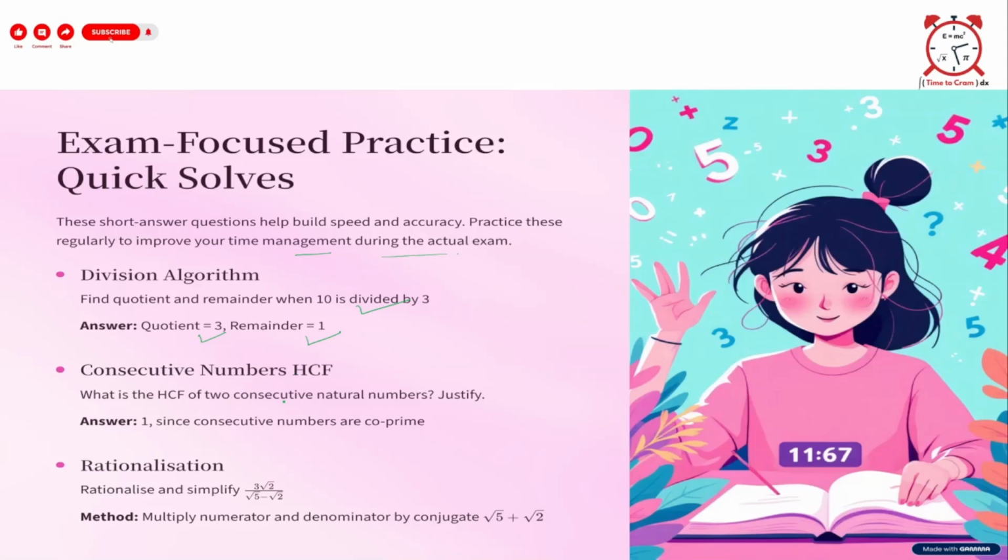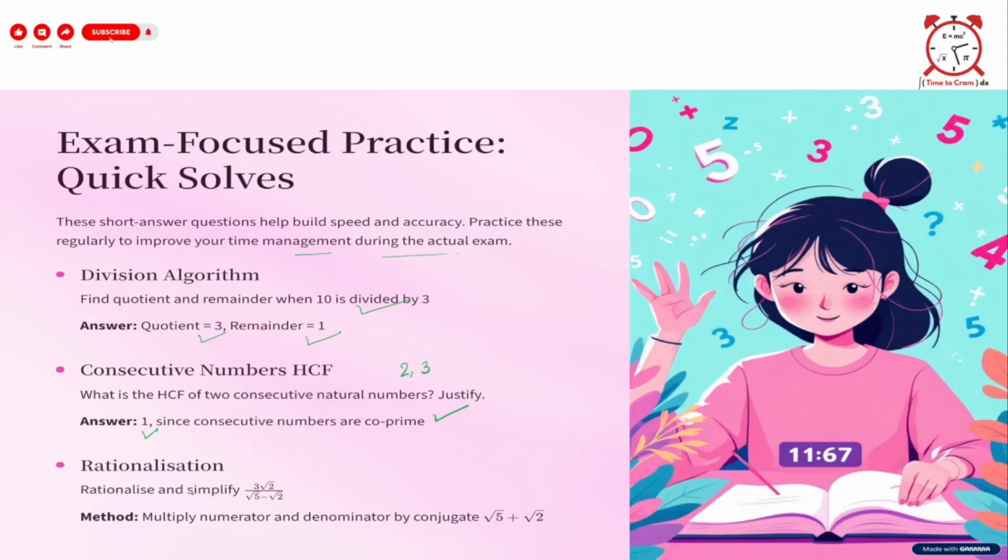Now, consecutive numbers HCF. What is the HCF of two consecutive natural numbers? Justify. Suppose 2 and 3 are two consecutive natural numbers. If you find their HCF, you will definitely get 1, since consecutive numbers are always co-prime. Check by taking different examples and you can witness this. They are always co-prime, a concept we understood in the previous slide.